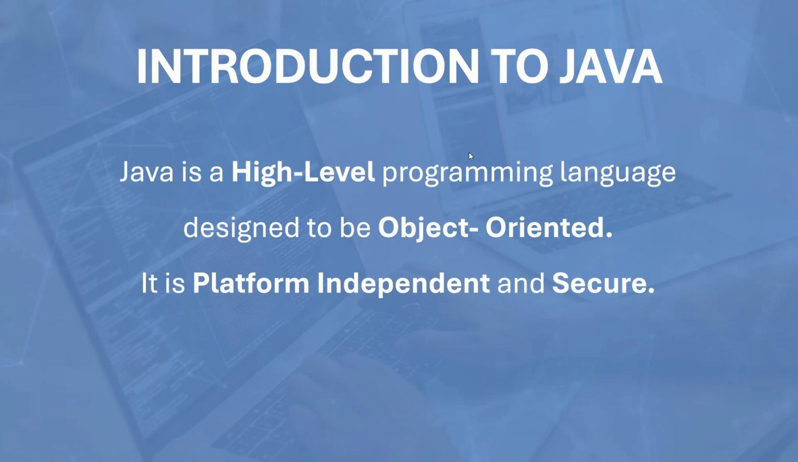Java is a high-level object-oriented programming language that is widely used for building various types of applications. Object-oriented programming in Java is a way of organizing code by modeling real-world entities as objects that contain both data, which means attributes, and behavior, which means methods.